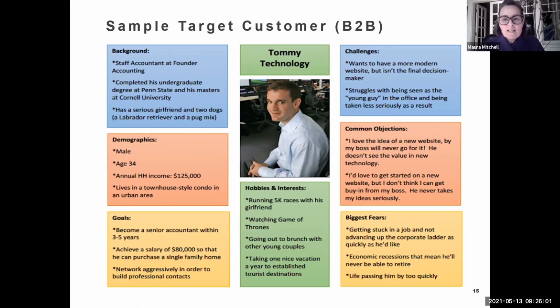So his boss doesn't take his ideas seriously, but maybe if you work with him and get him to really promote the idea of a new website, he would be the person to contact. Maybe he wouldn't be the sample target. Maybe you really need to get to the boss who makes the decision. But you're going to want to think of inroads into the company, and Tommy Technology may be the way to go.